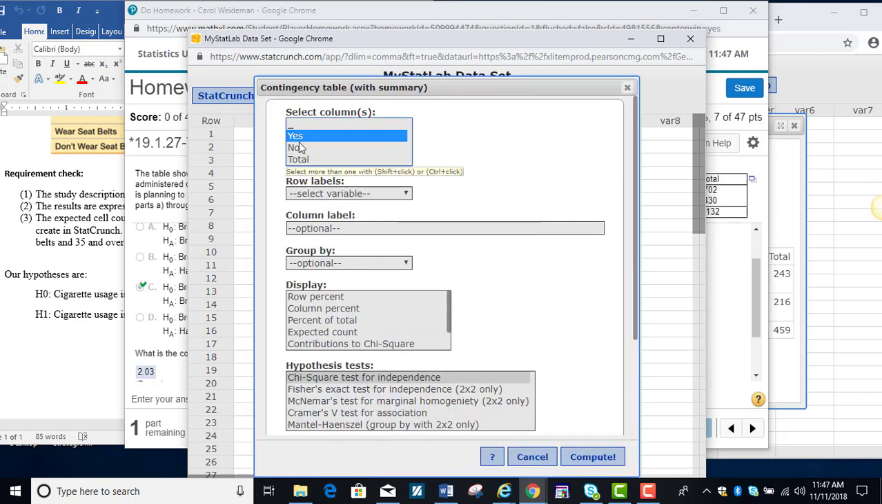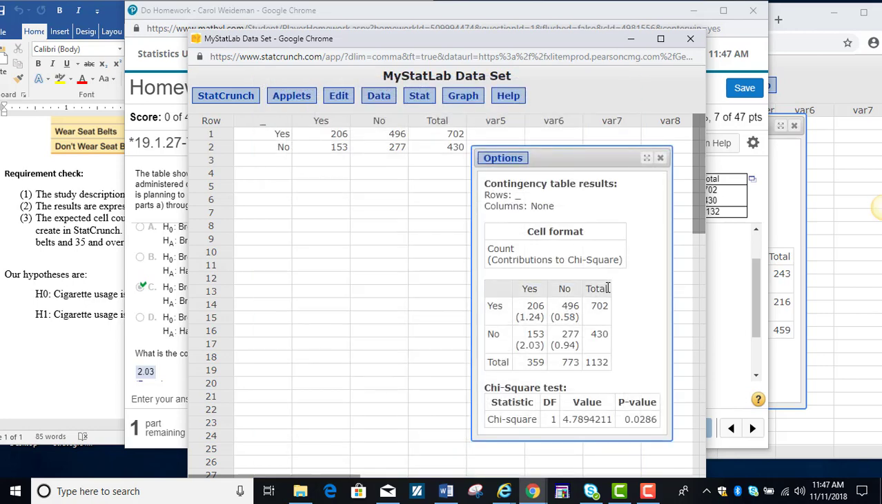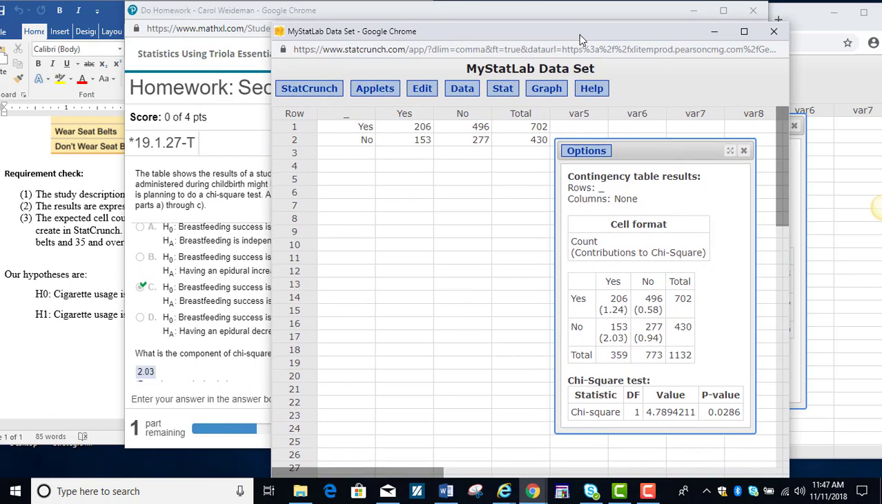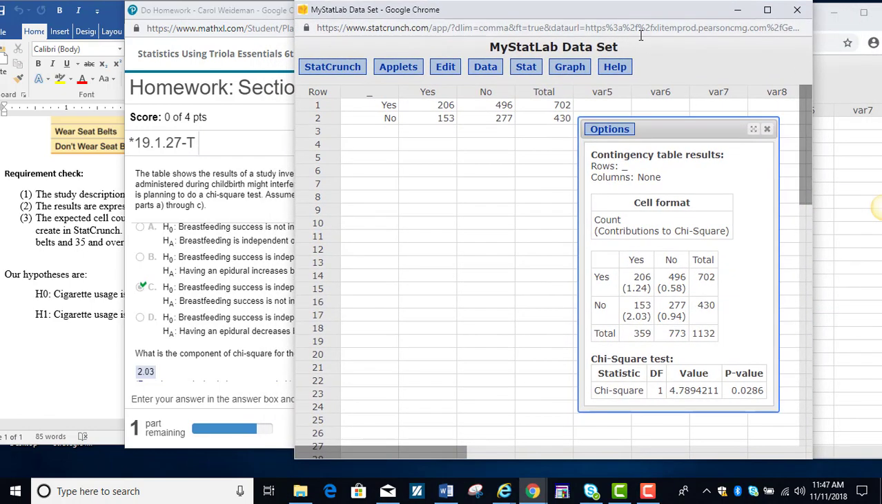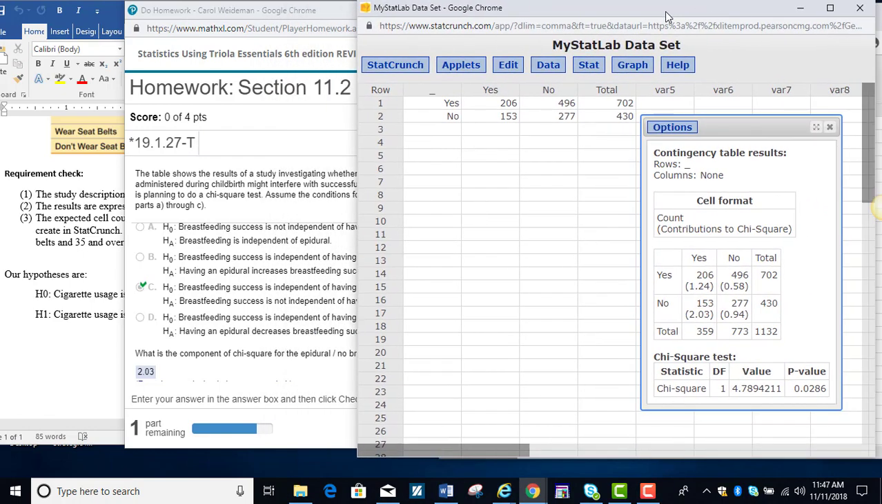I'm going to pick my columns, yes and no, and then my row labels, which in this case was just a dash. I want to select here under display contribution to the chi-square. Now I have to remember what's shown where. The columns here were whether or not the woman had an epidural, and the rows are breastfeeding at 6 months, yes and no. They want the contribution for the epidural, yes, and breastfeeding, no, which would be this cell right here.